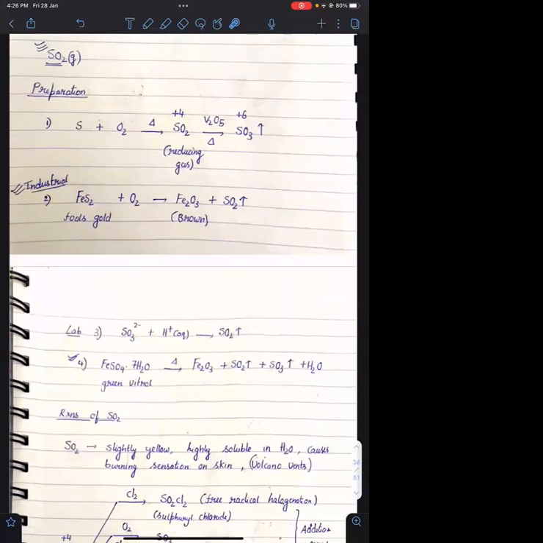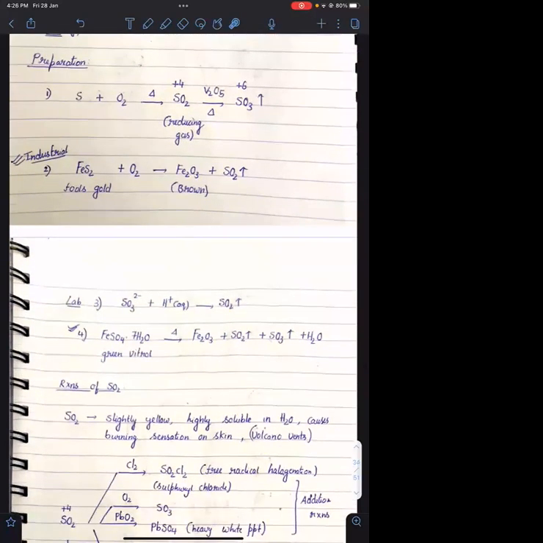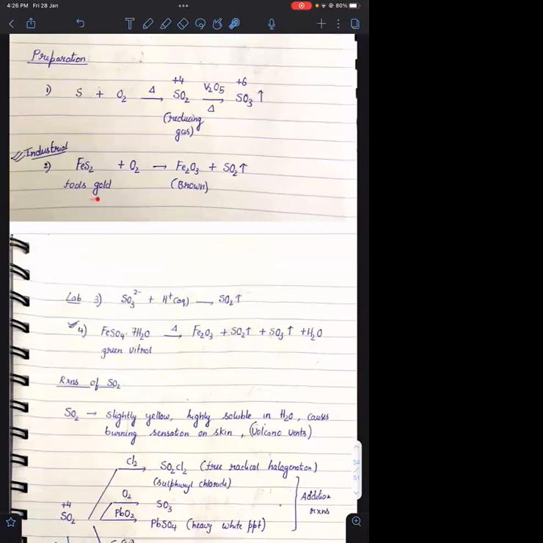Okay. Industrial preparation method of SO2. If you react FeS2, which is also called fool's gold, meaning it looks like gold but it is not gold, with O2, you will be getting Fe2O3 plus SO2. This is the industrial preparation method, and it is also an important reaction.